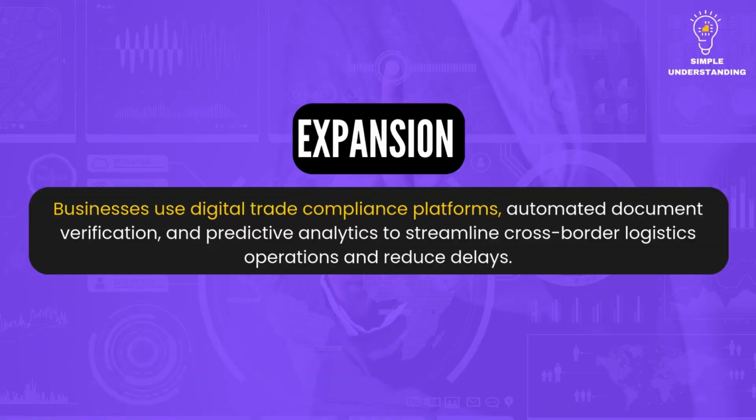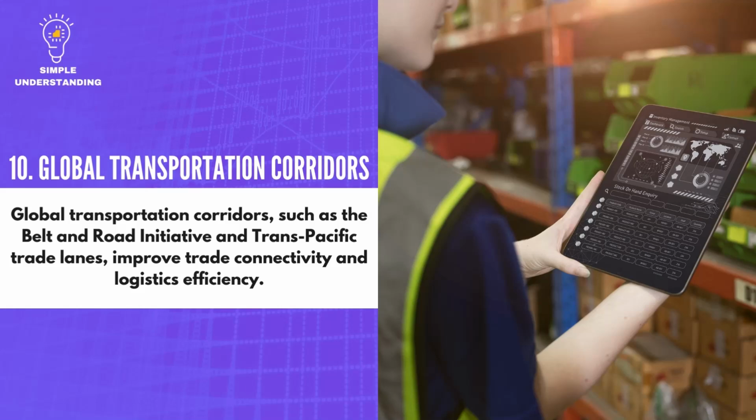Businesses use digital trade compliance platforms, automated document verification, and predictive analytics to streamline cross-border logistics operations and reduce delays. 10. Global transportation corridors. Explanation. Global transportation corridors, such as the Belt and Road Initiative and Trans-Pacific trade lanes, improve trade connectivity and logistics efficiency.